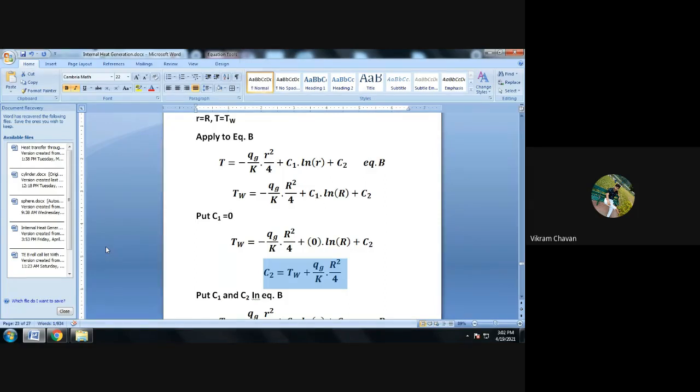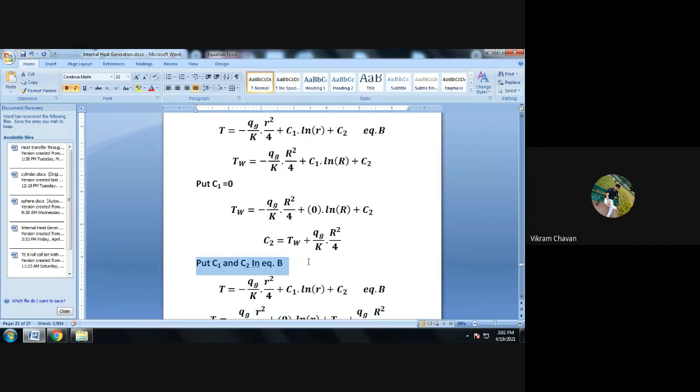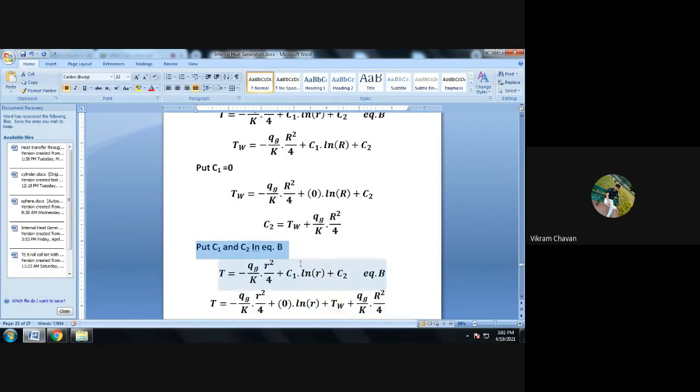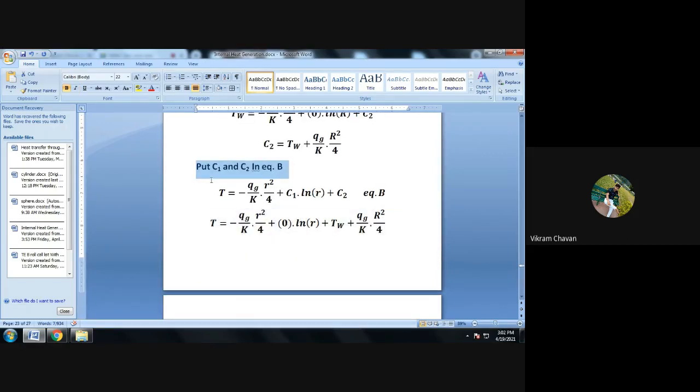So everyone with me? Everyone reached up to this point? C2 is equal to Tw, that is the surface temperature of the rod, plus Qg divided by K multiplied by R square divided by 4. Now once you get these C1 and C2 values, put them in equation number B.